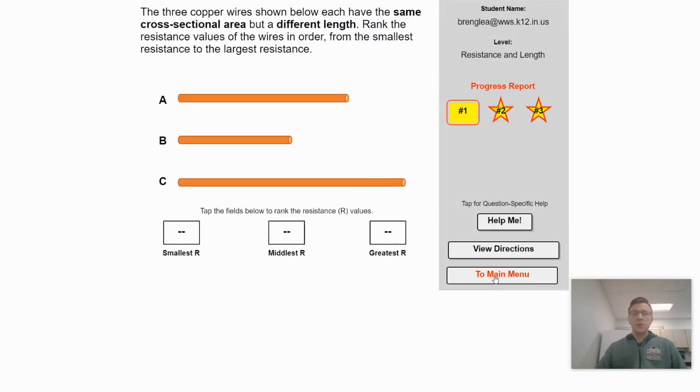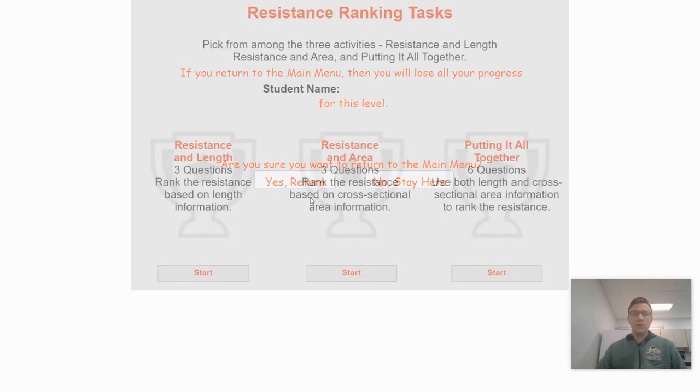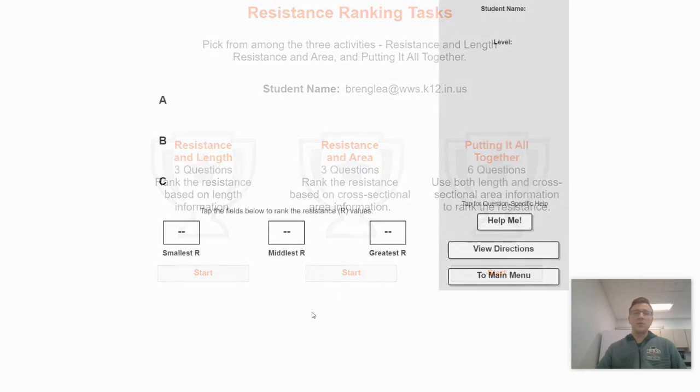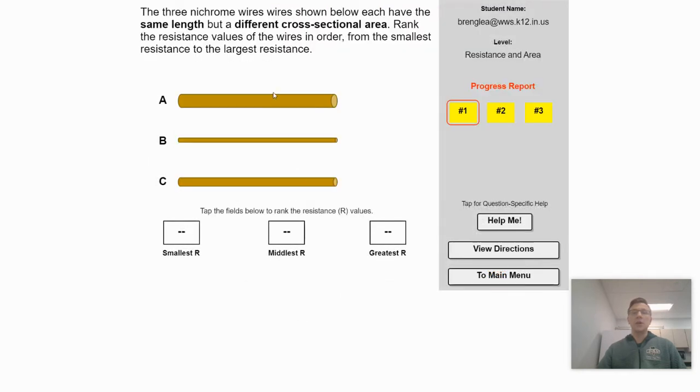So I'm going to go ahead and head back to the main menu. That's good enough. And we'll talk about cross-sectional area now. You can see that in this situation, all the wires are the same length, but now they have different cross-sectional areas, meaning a thin wire or a thick wire. For this analogy, we'll keep it out in the hallway during a passing period. Imagine if they cut your hallway in half in terms of the width of the hallway. So the hallway is normally like this, and they cut it in half, and now it's a much thinner hallway.